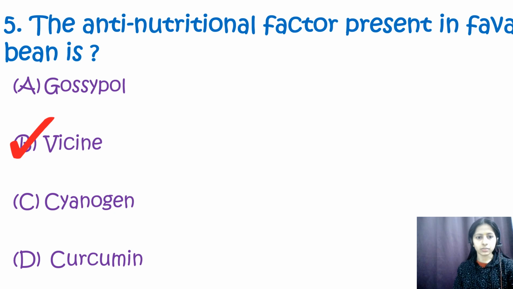So gossypol, it is the anti-nutritional factor which is present in cotton seeds. Cyanogen, it is an anti-nutritional factor which is present in linseeds, and curcumin, it is a phenolic compound which is present in the roots of the turmeric. So here the correct answer is vicin.